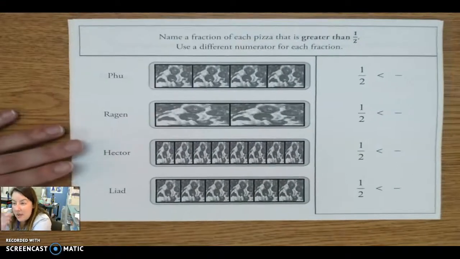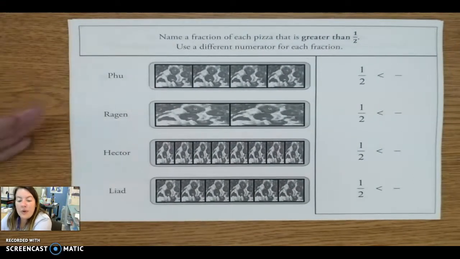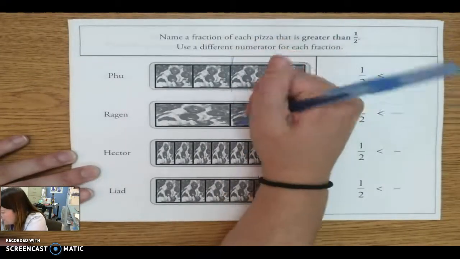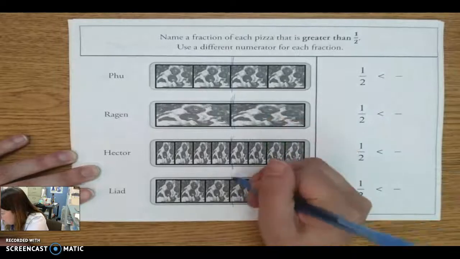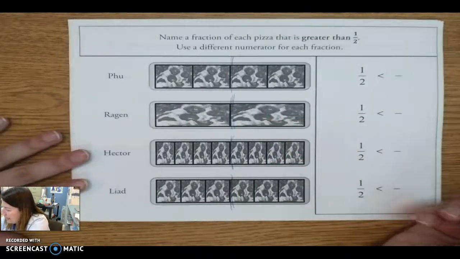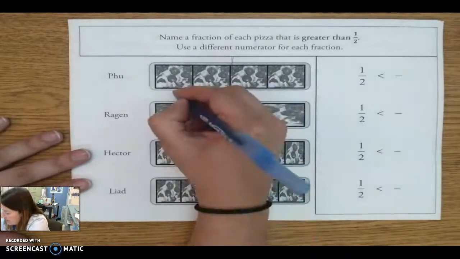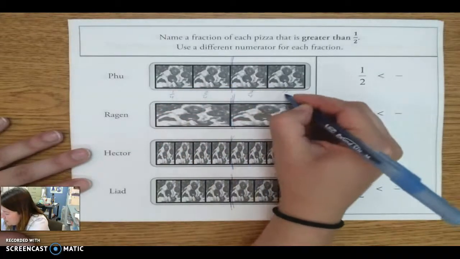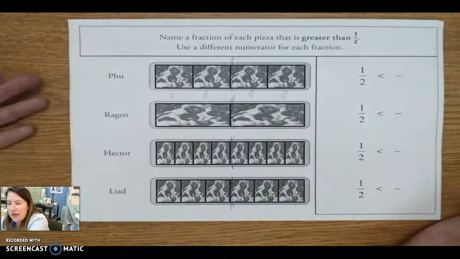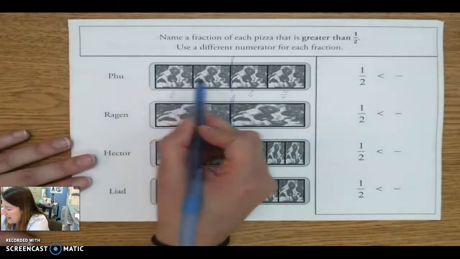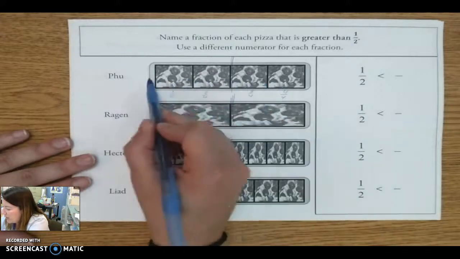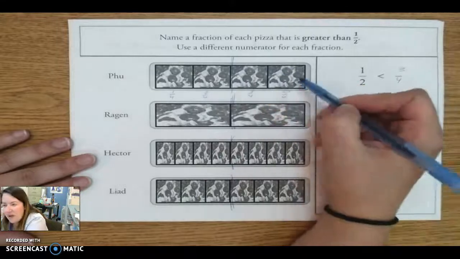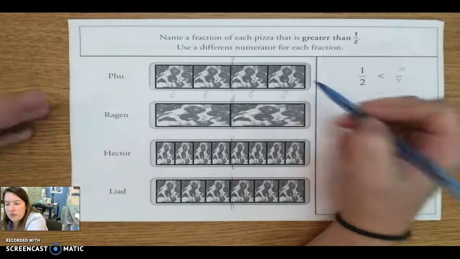Now they want us to name a fraction of the pizza that's greater than a half. All right, so again, these are our half marks. What's greater than a half? So let's look at the fourths, right? This is 1/4, 2/4, 3/4, 4/4. So which one's greater than a half? There's some of them, right? It's not going to be these two anymore. I need larger pieces. So 3/4 is greater than a half, but I could have also put 4/4.